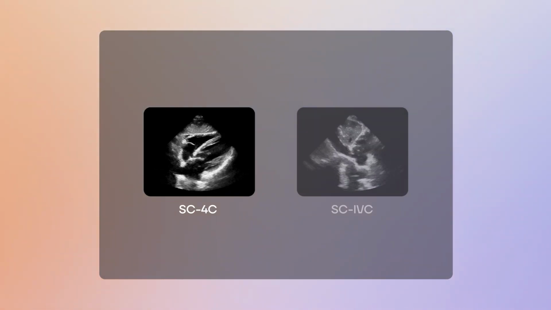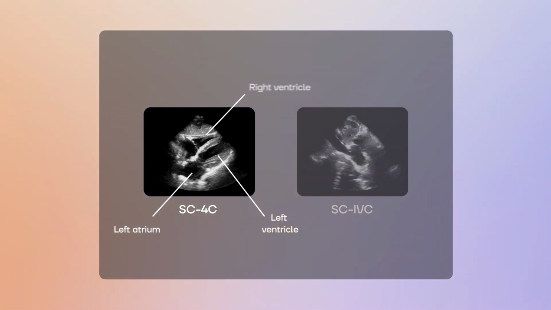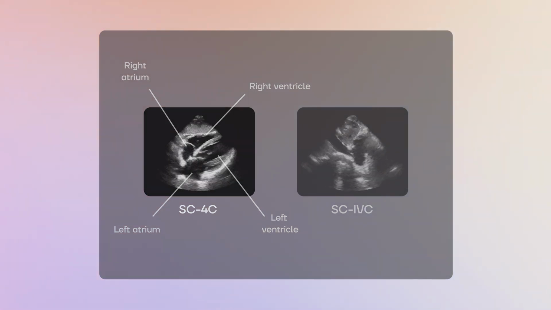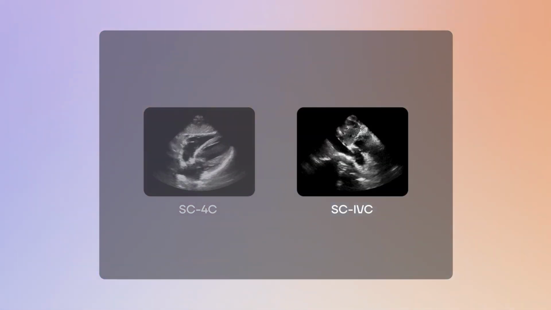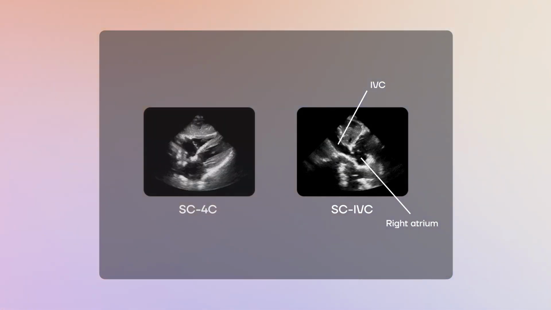For the subcostal four-chamber view, it is crucial to visualize all four cardiac chambers: the left ventricle and left atrium, the right ventricle and right atrium. For the subcostal inferior vena cava view, it is essential to visualize the IVC, located near the right atrium, in order to measure its diameter.